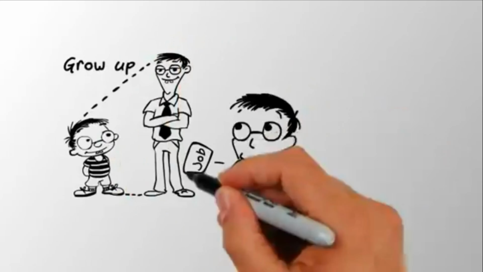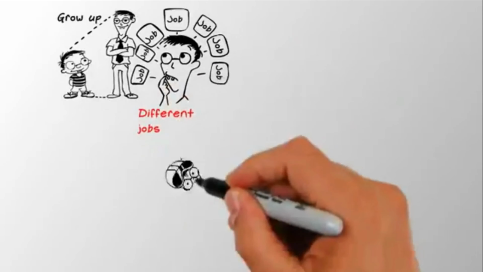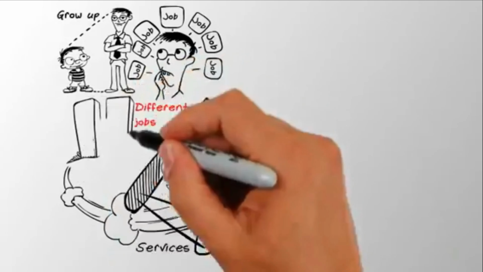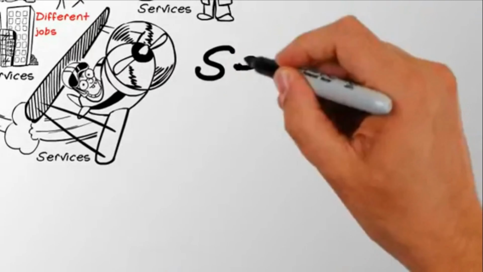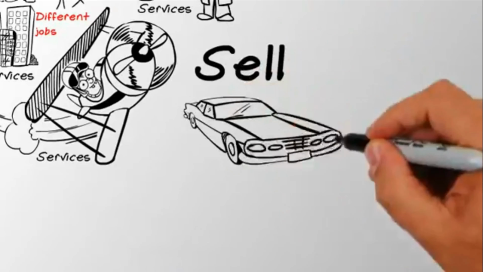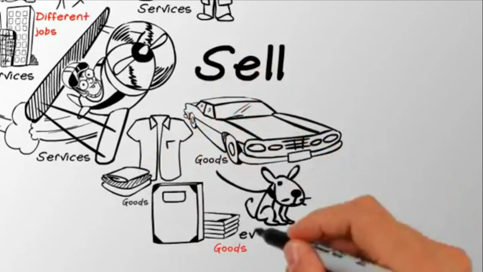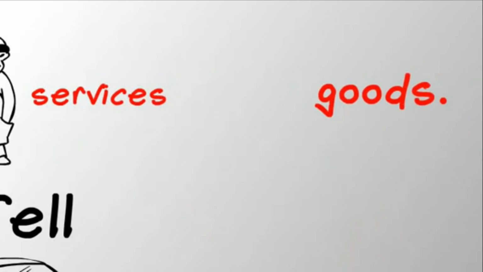When you grow up, there are a lot of different jobs you can do. People can pay you to fly planes, build buildings, bake cakes, or be a doctor. You can also sell things to people, such as cars, clothes, books, or even pets. The first group of things are services. The second group of things are goods. So, what is the difference between goods and services?